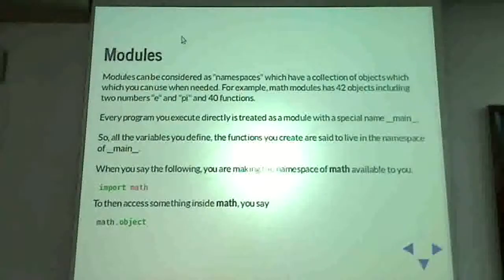It's a space where there are names which have been given some definition. Cos has been defined as a function which returns cos of something, and e is defined as a variable which contains the value of e, and so on. Okay? So that's what I was saying, that math module has 42 objects or variables or names sitting in it, of which e and pi exist. There are 2 constants and the other 40 are functions.